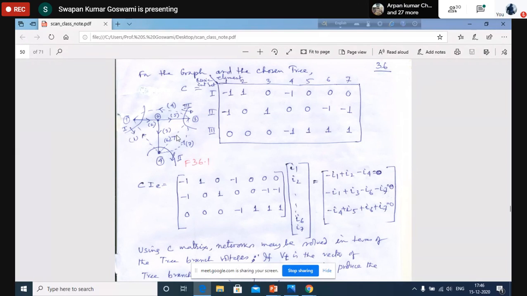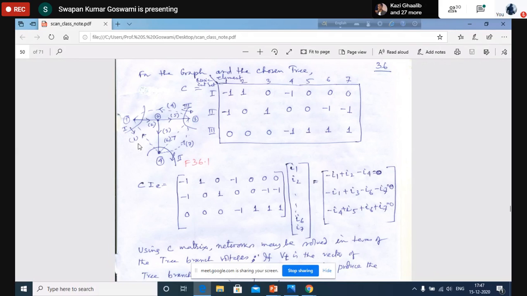Similarly, sum of currents of cut set 3. So here it is minus I4 plus I5 plus I6 plus I7. So minus I4 opposing the direction of the cut set, minus I4 plus I5 plus I6 plus I7, sum of all currents at this node. So obviously summation is 0. So you see that by writing this product C times IE, we are getting summation of currents meeting at these 3 nodes. Obviously summation of current at a node is 0. That represents Kirchhoff's current law.